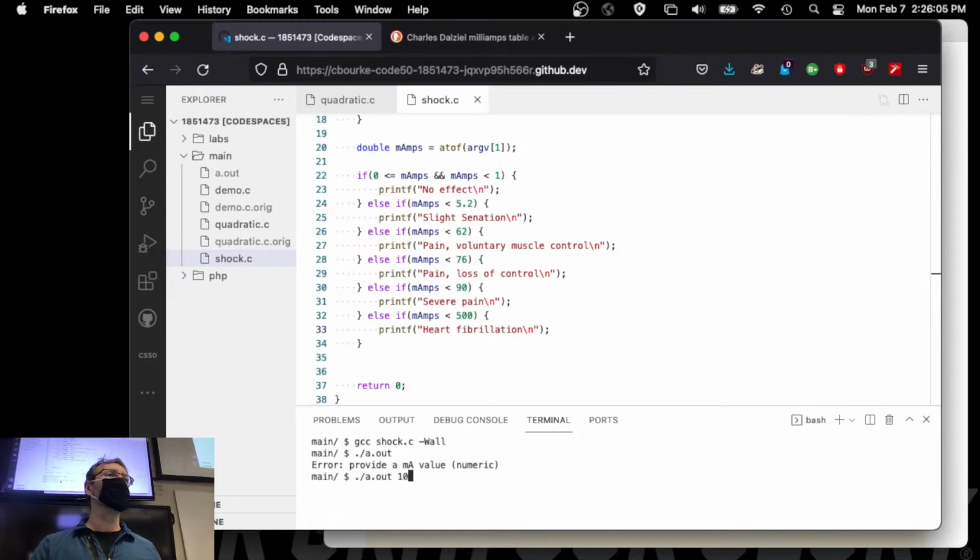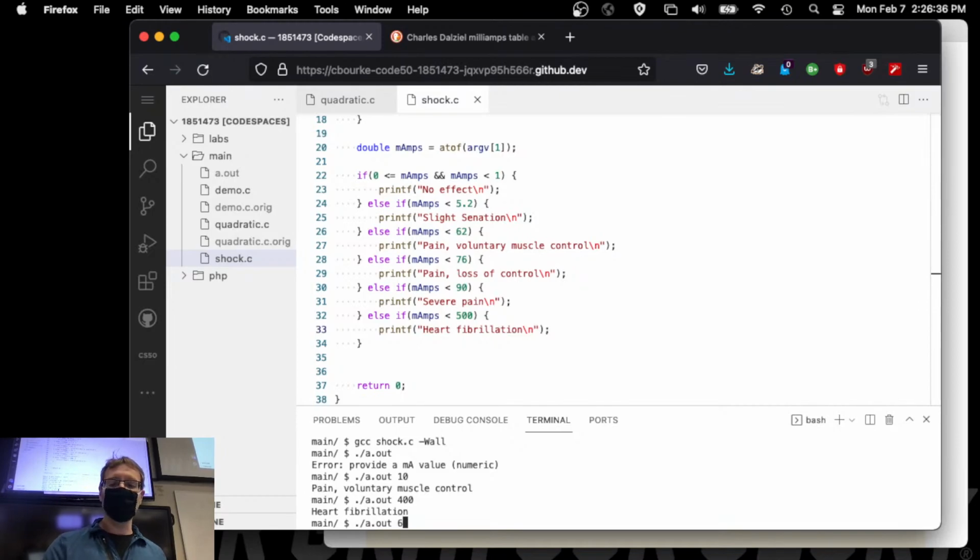What would I expect here? Pain. Pain, involuntary, or voluntary muscle control retained, all right? What else should I test? That looks good. Ship it. All right, do something like 400. I should expect heart fibrillation. Okay. Do we? I don't know.